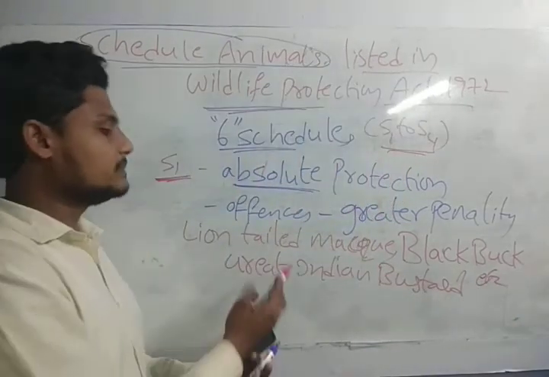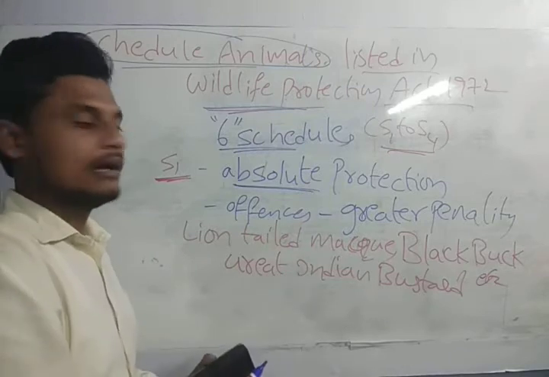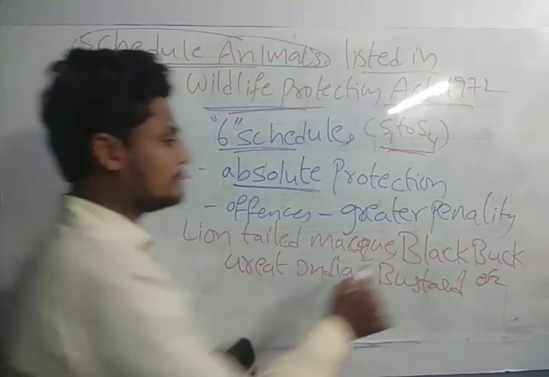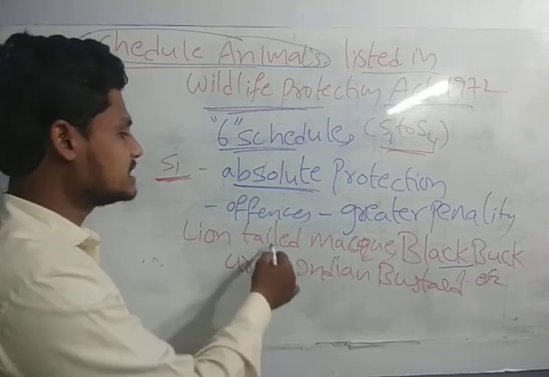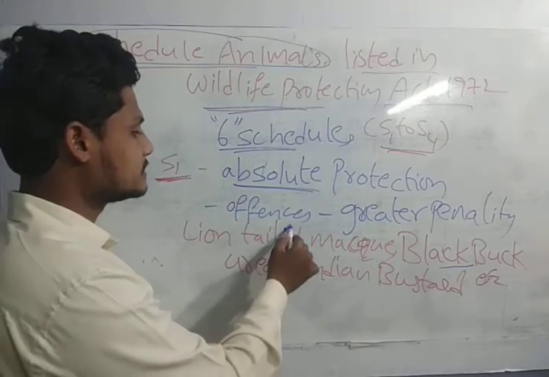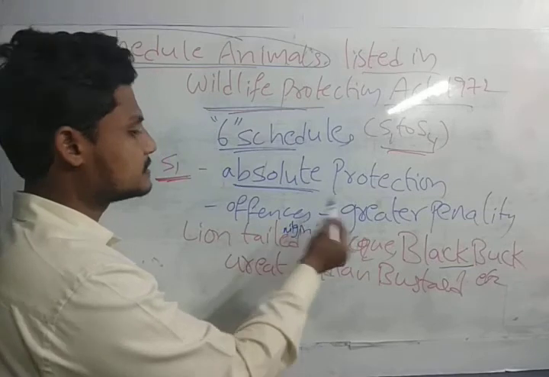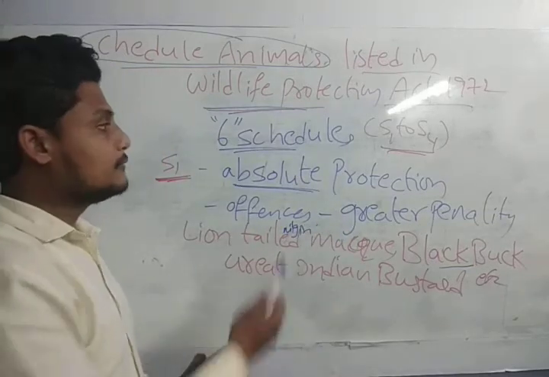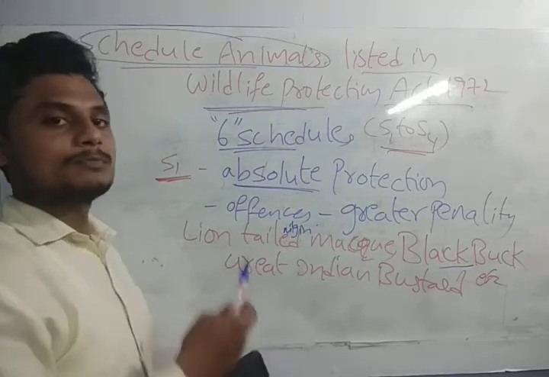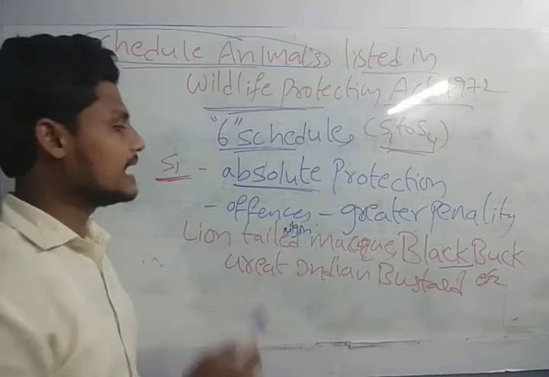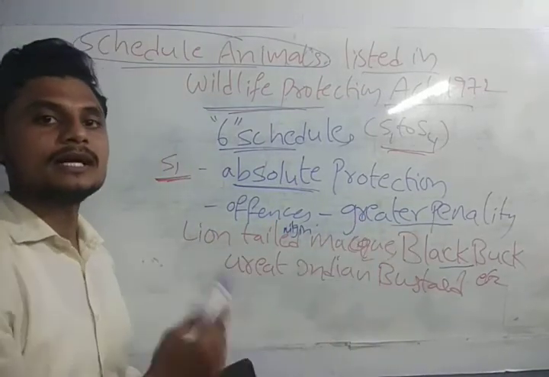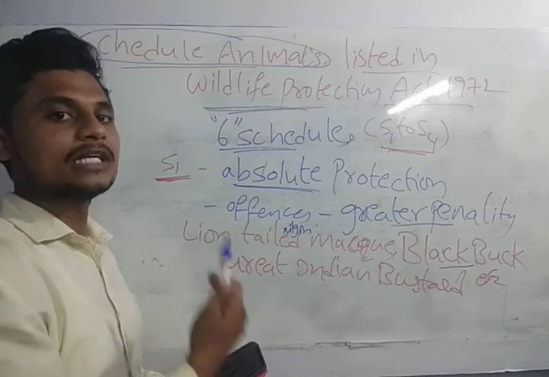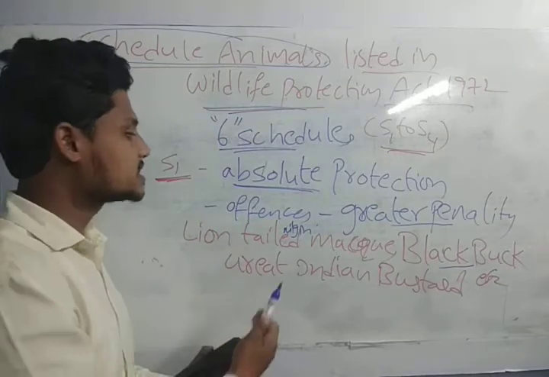Okay, so this will be given highest protection. So blackbuck, the Great Indian Bustard, the lion-tailed macaw. These are present in the Nilgiri areas. If anyone is violating the laws present in Schedule 1, they will have a greater penalty, guys.